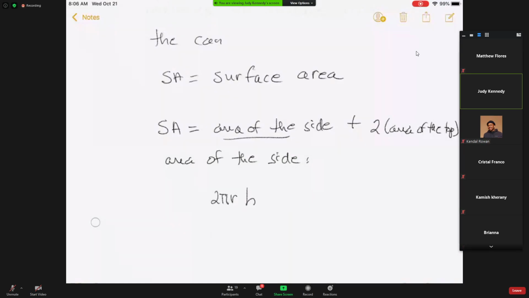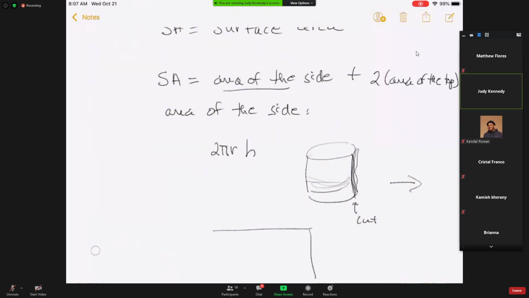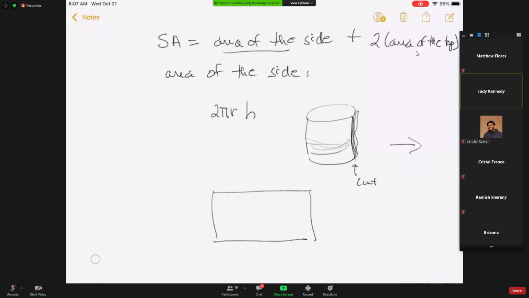And how do you do that? Just the side. So that's this stuff right here. Think of this can. Cut along one vertical line there, and spread the can out. And what would you have? You'd have a rectangle. And this length is the circumference of the circle. So that's 2 pi r, and then it has a fixed height. So the area of the side is 2 pi r h.